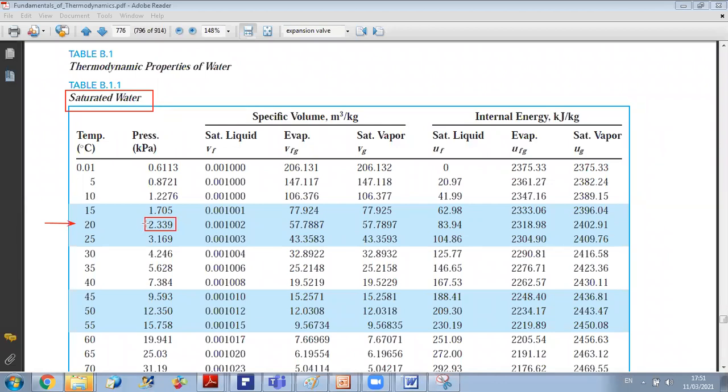So if I tell you I have water at a temperature of 20 degrees. Liquid, yeah, right? Compressed liquid. If I increase the pressure beyond 2.339, then I will be in the compressed liquid zone. And if I have a pressure below 2.339, I will be in which state? Yes, I will be in the superheated state. Okay, so from temperature and pressure you can know in which state you are.